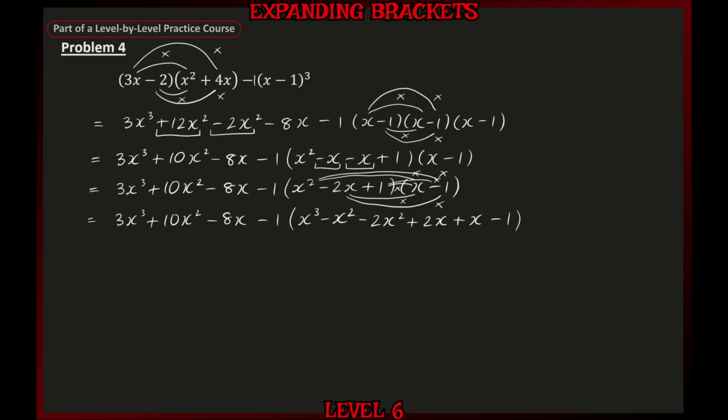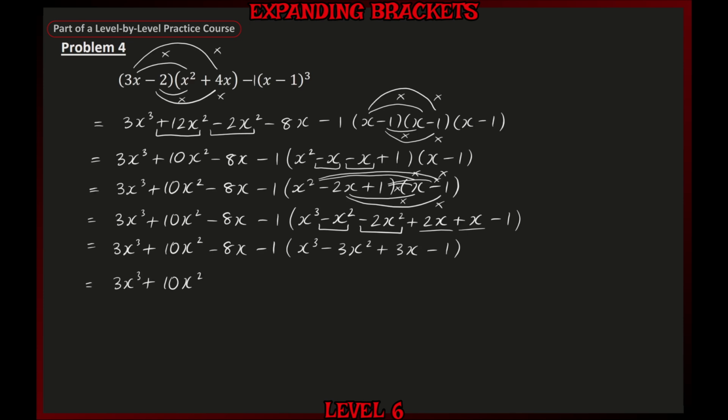We can now simplify that bracket at the end before expanding. So we have 3x cubed plus 10x squared minus 8x minus 1 times the x cubed is on its own. We have a minus x squared minus a 2x squared, which is minus 3x squared. And we have a plus 2x and a plus x, which is plus 3x, and a minus 1 on its own at the end. And finally, we can now expand that final bracket by multiplying everything in the bracket by the minus 1 that's on the outside.